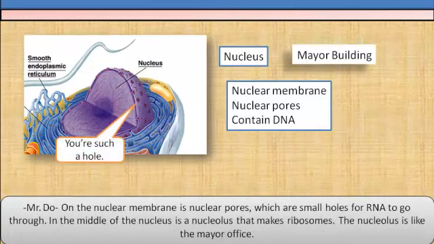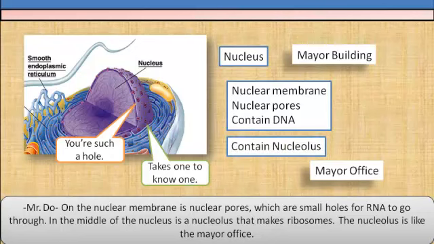On the nuclear membrane are nuclear pores, which are small holes for RNA to go through. In the middle of the nucleus is a nucleolus that makes ribosomes. The nucleolus is like the mayor's office, which is found inside the mayor's building.